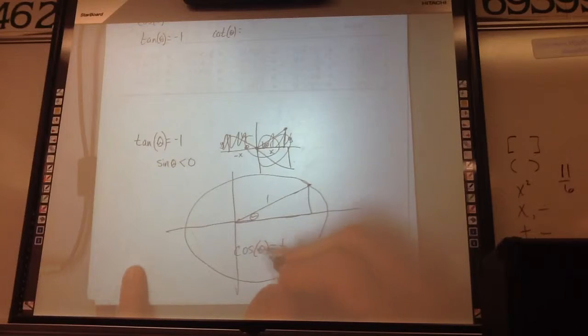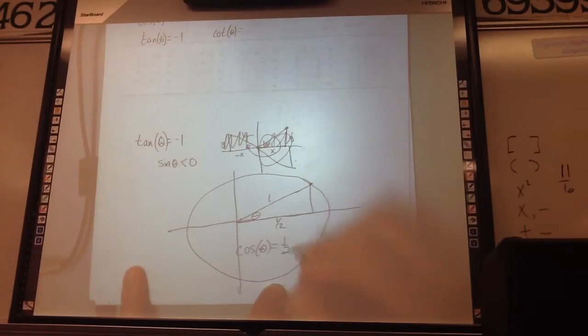Well, so if my cosine of theta is 1/2, that's adjacent over hypotenuse, right? So this side divided by 1 is equal to 1/2, so isn't this 1/2? No flipping. 1/2 divided by 1 is 1/2.